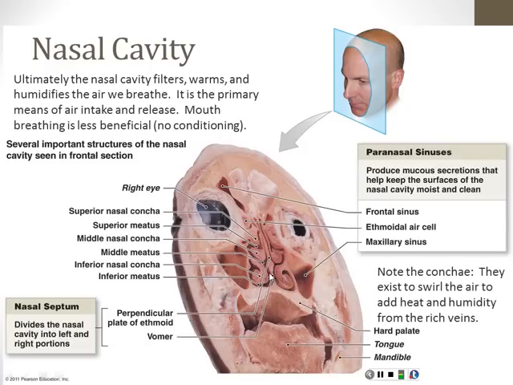There are 3 of them on each side: a superior, a middle, and an inferior. Essentially what they do is swirl the air. So as you're breathing through your nose right now, as the air comes in, because of these conchae, the air is swirled around a bit before it goes down into the lungs. The reason for that is to extend the amount of time that the air in your nasal cavity is in contact with the mucosa that lines all of these surfaces.